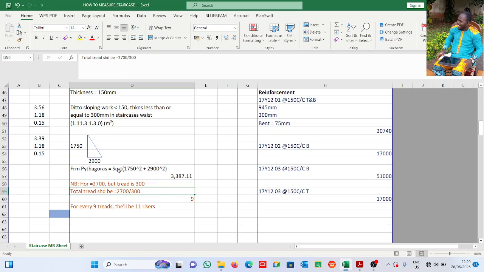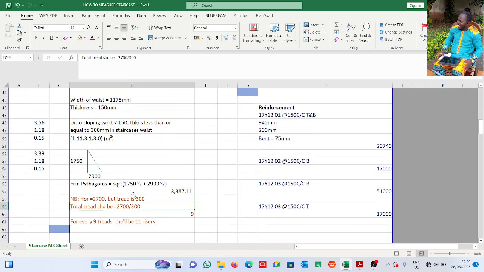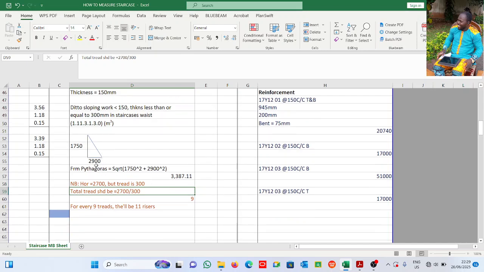So I do the same thing for Pythagoras: square root of the summation of the square of this and the square of this. That gives me 3.39, which is what you see here in my dimension column. I already know this one, which is 1.18. This is 0.15.